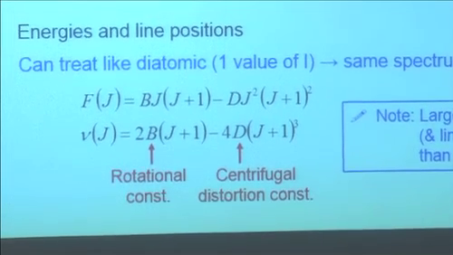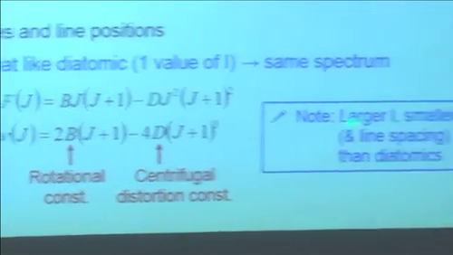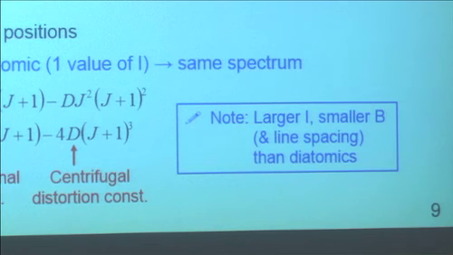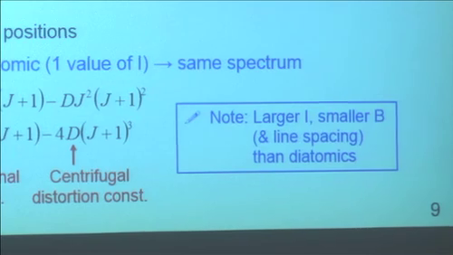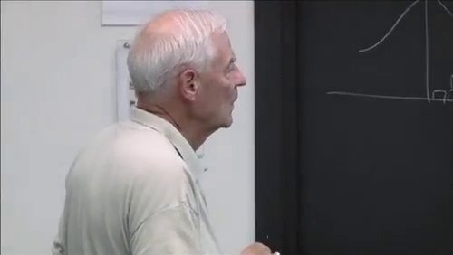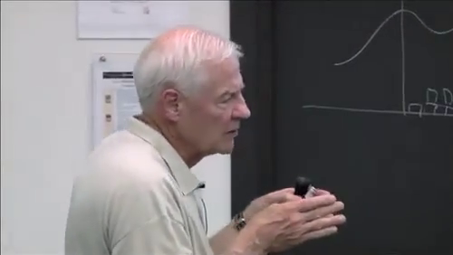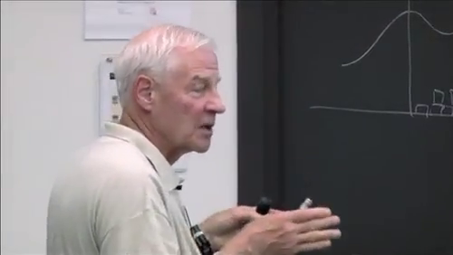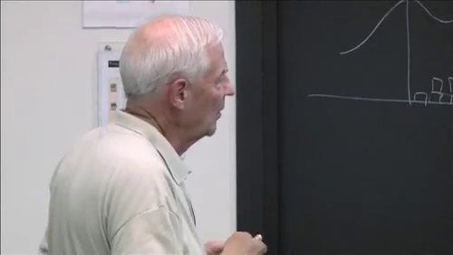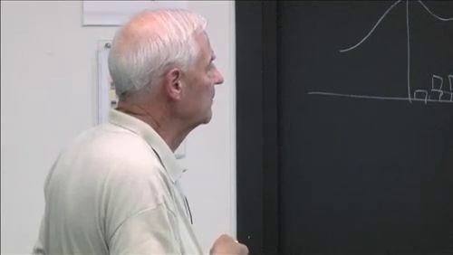And again, we see that larger I, larger moment of inertia, means a smaller B, which means smaller spacings between the lines and smaller values for these frequencies. So big molecules with big moments of inertia are going to have more lines and they'll be closer together. And since they're closer together, that also means that at a given temperature, more states are going to be populated and you'll see more lines than if they were small molecules with large values of B.